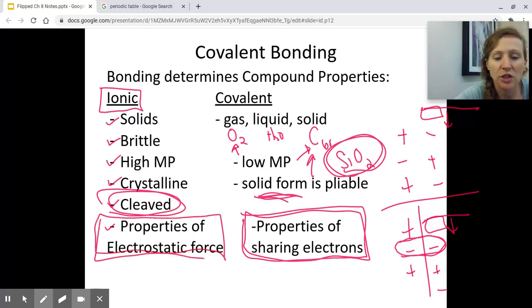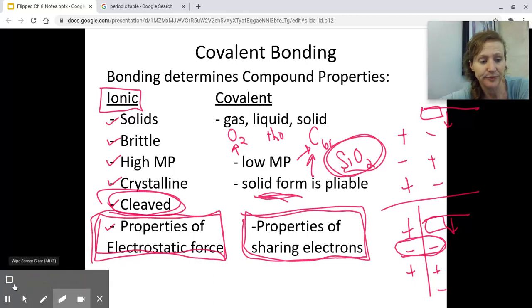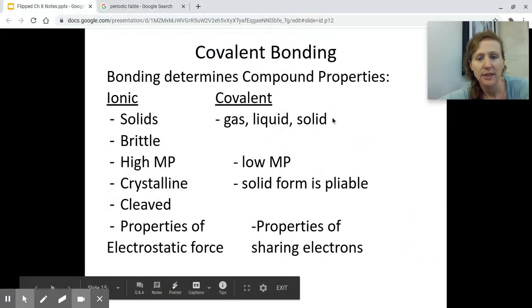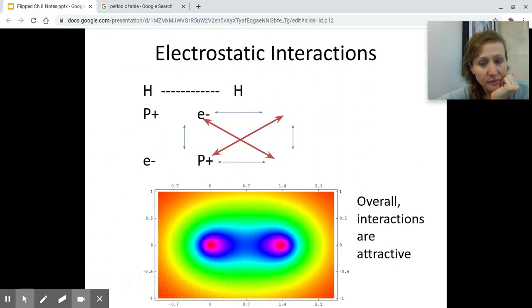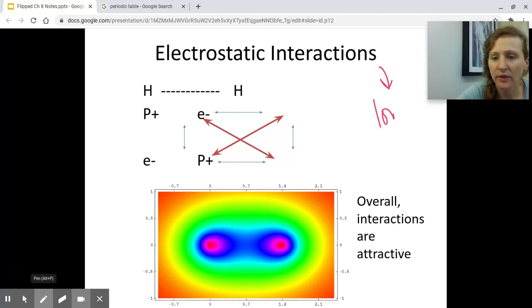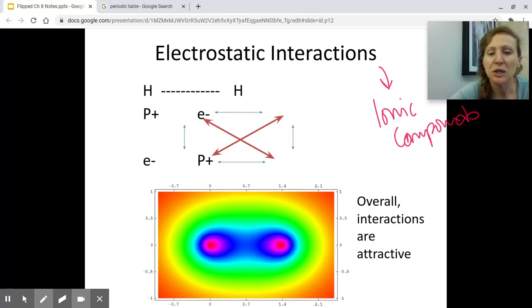Electrostatic forces being attracted to each other, that's really going to be your driving force with ionic compounds. All right, when we look at electrostatic interactions, when you hear that, you should be reading ionic compounds. The electrostatic interactions that we see are actually a little bit complicated. Ignore the arrows on here.